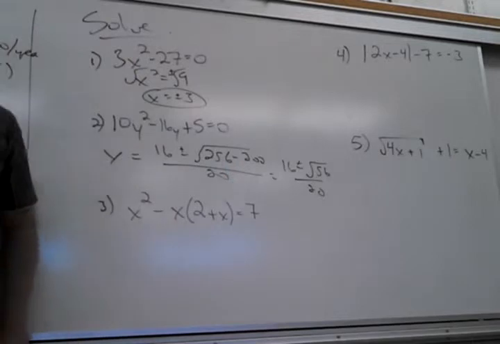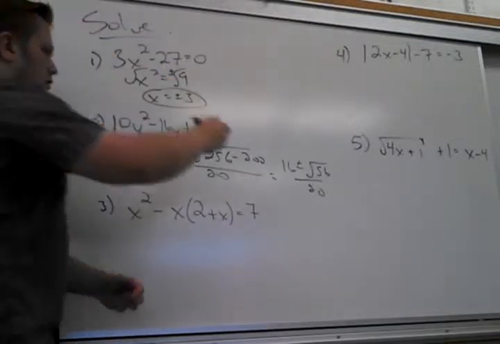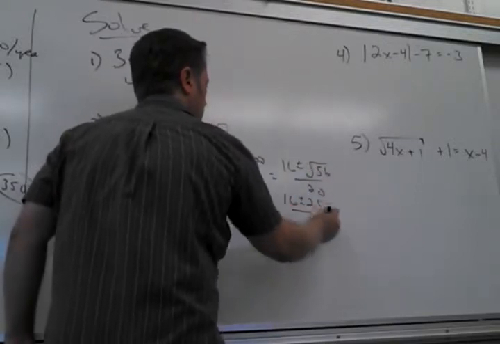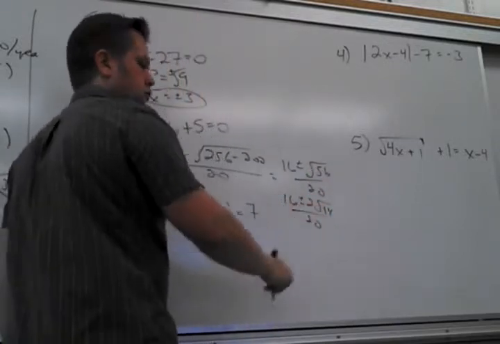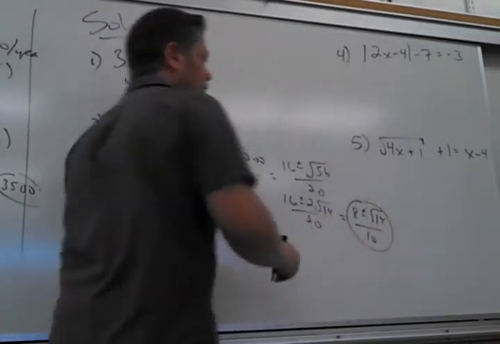And you got to be real careful. You can't break into a square root, so you can't divide everything by 4. But you can break a 4 out of 56. Good, so it'll be 16 plus or minus the square root of 4, which is 2. Now you can divide everything by 2: 8 plus or minus root 14 over 10.